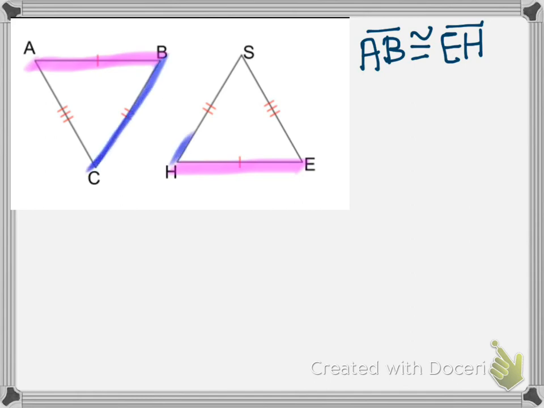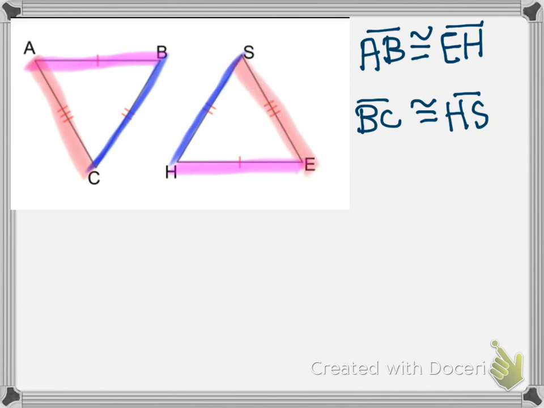We've got two tick marks here and two here. So now I can see that BC is congruent to HS. And then three tick marks and three tick marks. So I know that in the first triangle, side CA would be congruent to side SE.